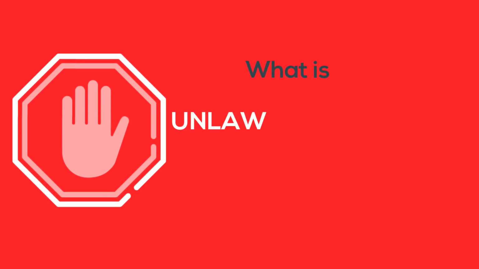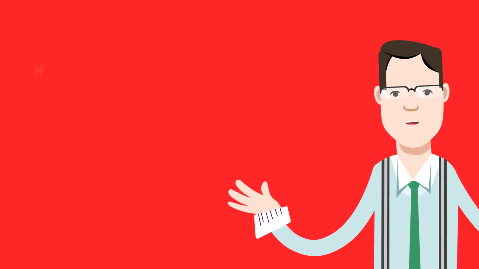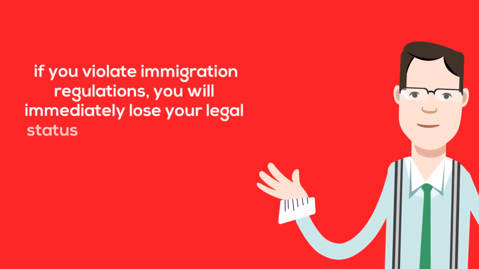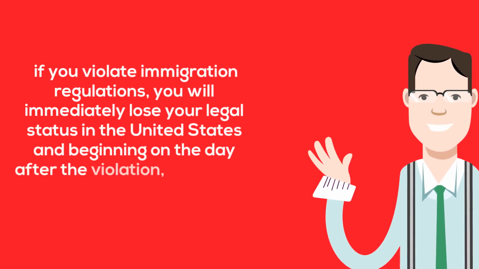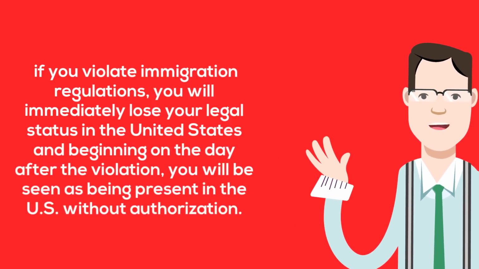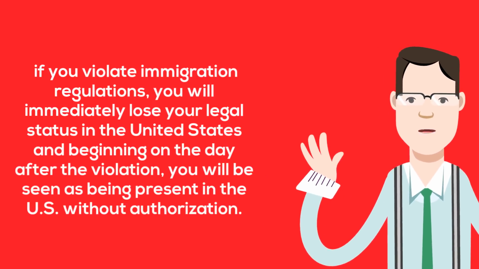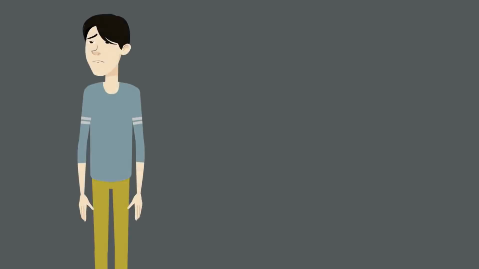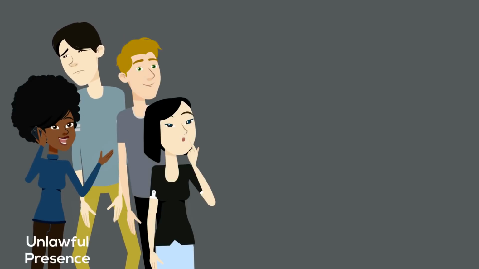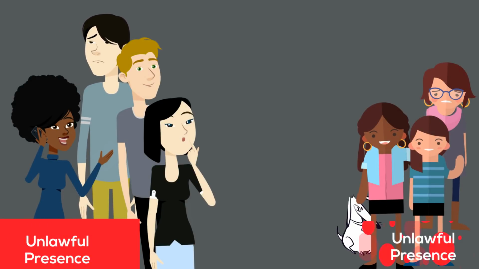What is unlawful presence? What this means is, if you violate immigration regulations, you will immediately lose your legal status in the United States, and, beginning on the day after the violation, you will be seen as being present in the U.S. without authorization. If the primary visa holder on an F1 or J1 accrues unlawful presence, so do their dependents on the F2 or J2 that are over the age of 18.